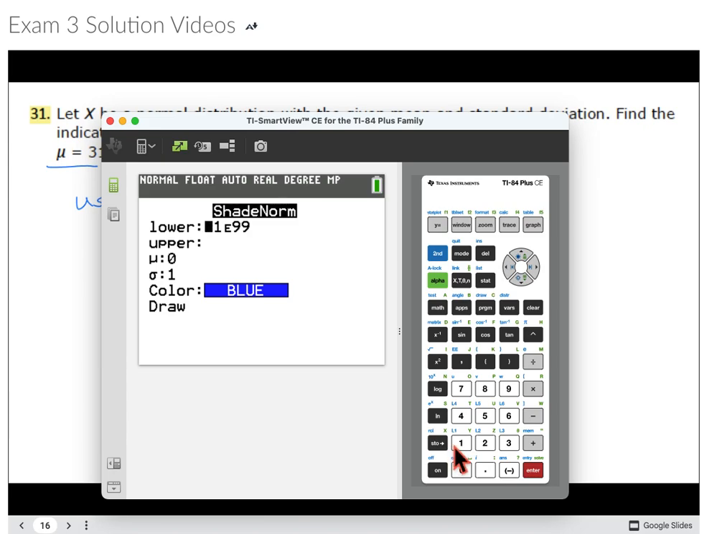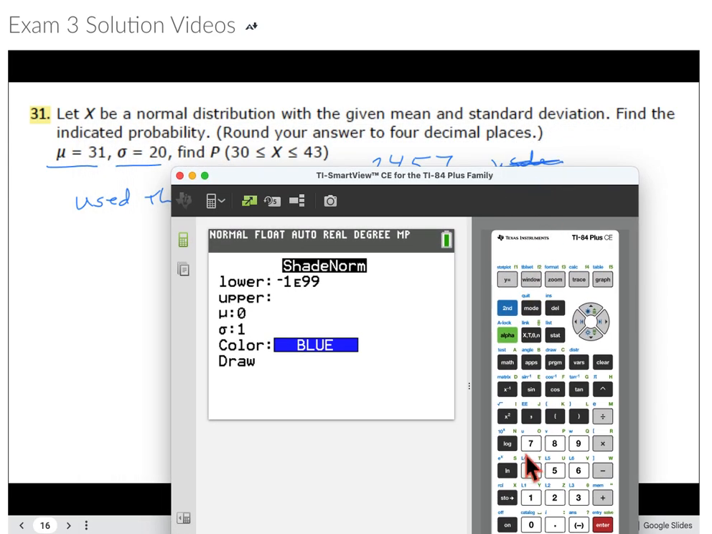So this is really cool. The lower limit is 30. The upper limit is 43. Our mean, so this is set up for standard normal, but we'll go ahead and do this with our mean of 31. It makes it much easier. And 20. It's going to graph it for us, it's going to draw it in blue. With this, you could change the color if you want.